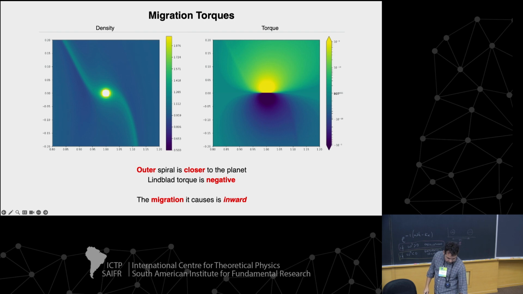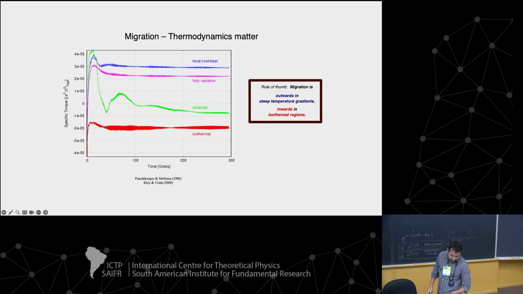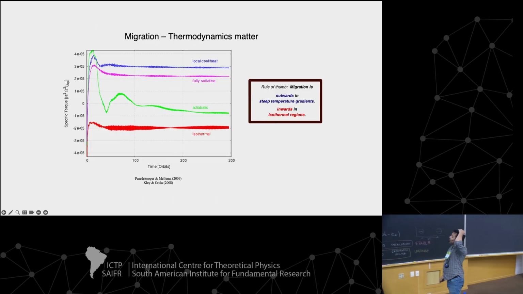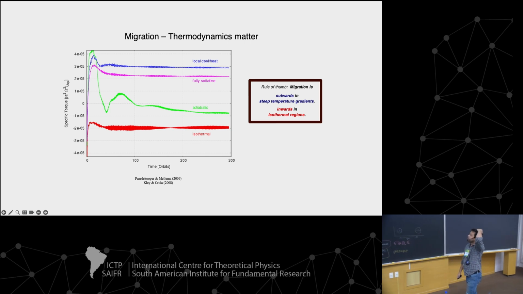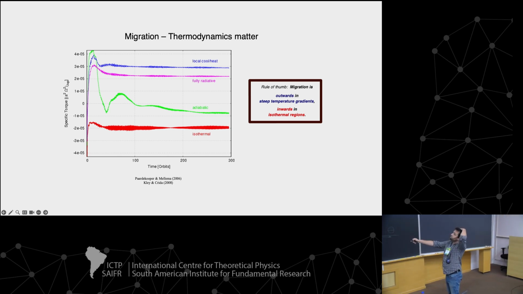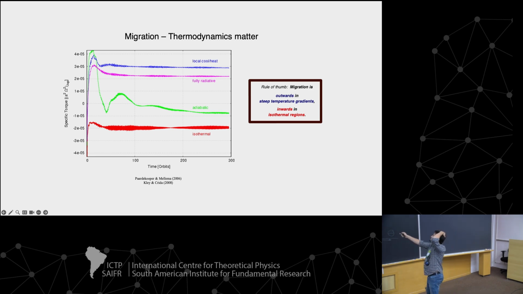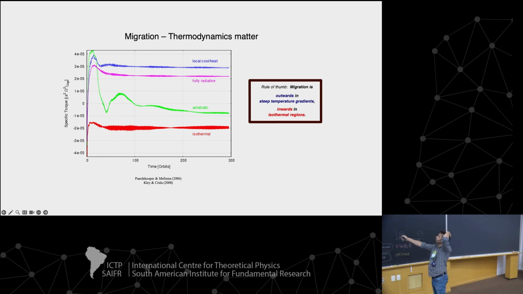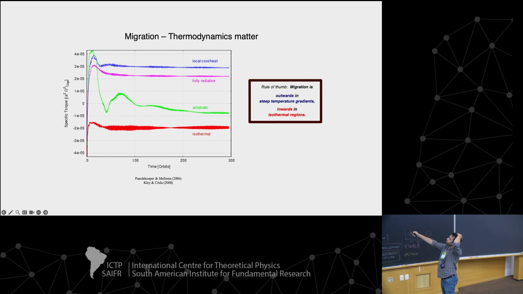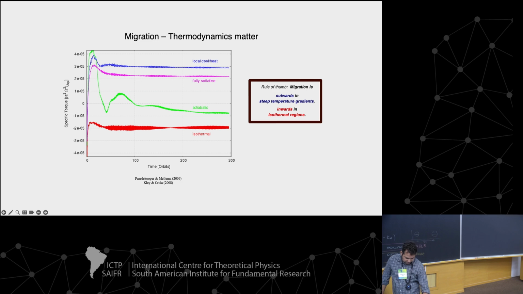Now, there is another symmetry break here when you consider the thermodynamics of the disk. Right? The migration can be either inwards or outwards, depending on the thermodynamical response. These are the torques that you get for an isothermal. That's the case we've been considering. Then, in this case, the torque is always negative. But you can see here the torque can flip positive if you go to radiative simulations.